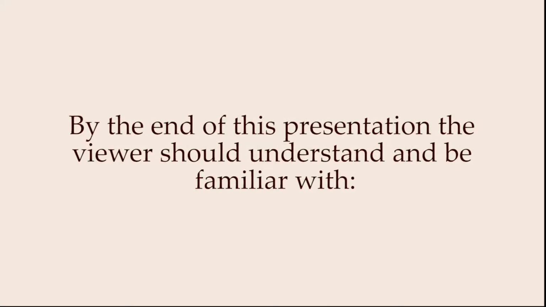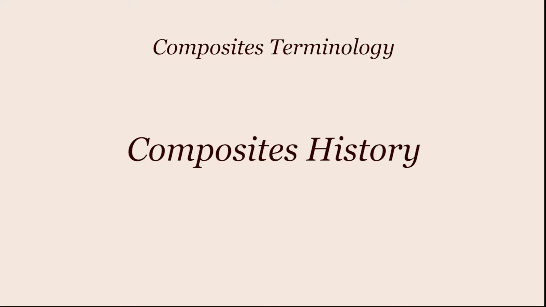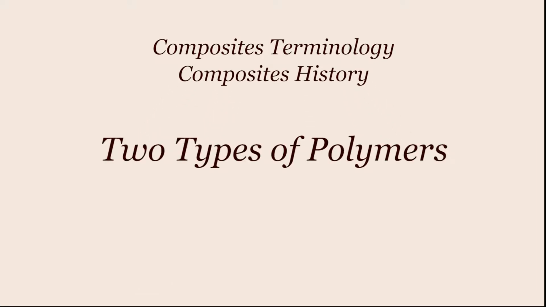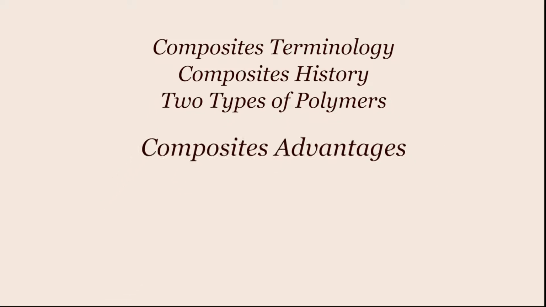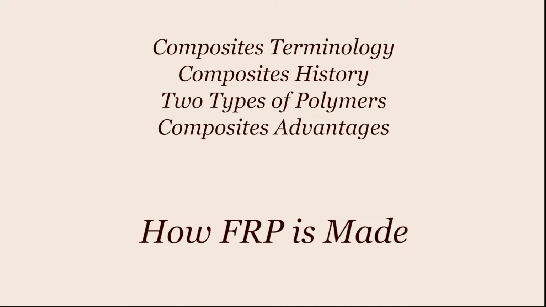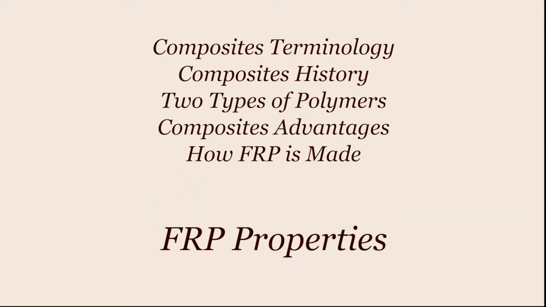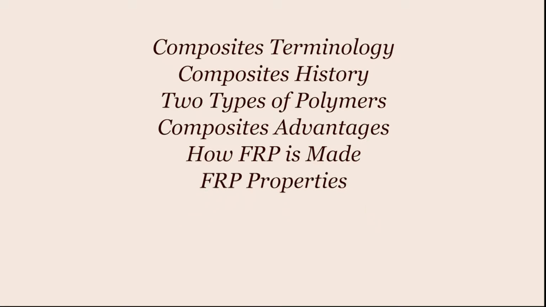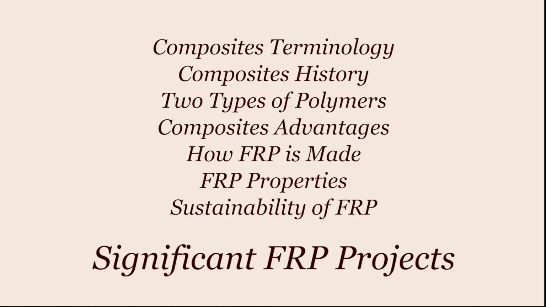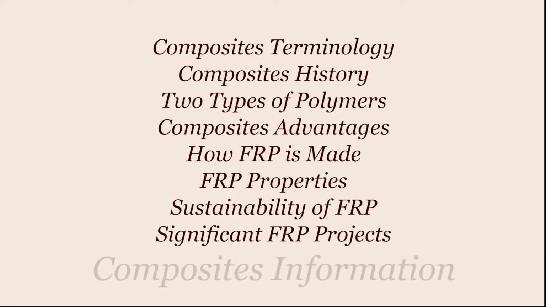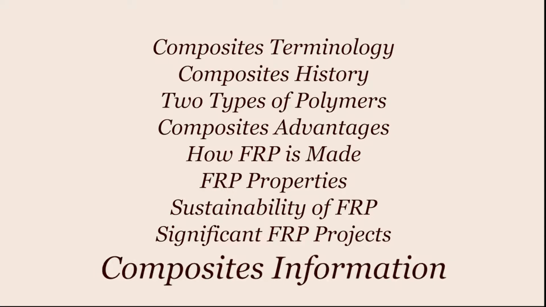and civil engineering. By the end of this presentation, the viewer should understand and be familiar with composites terminology, the history of FRP composites development, the two types of plastic polymers, polymer composites and their advantages, fiber-reinforced plastics and how they are made, physical properties of FRP composites, sustainability of FRP composites, some significant projects designed in FRP, and additional composites information sources.